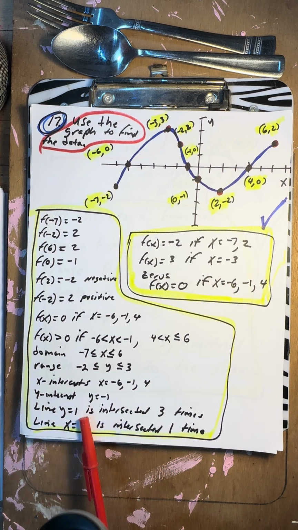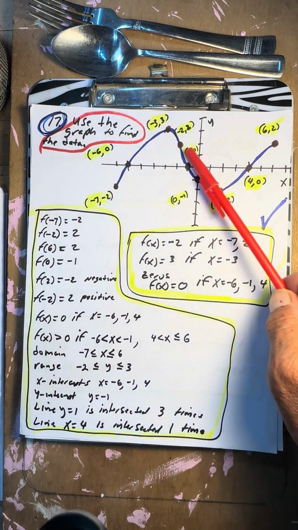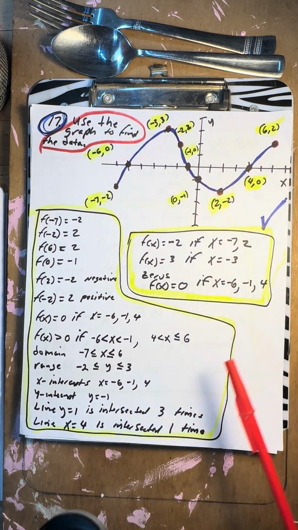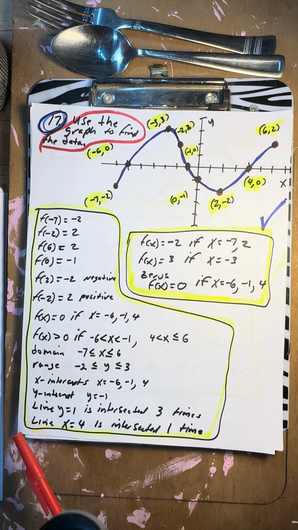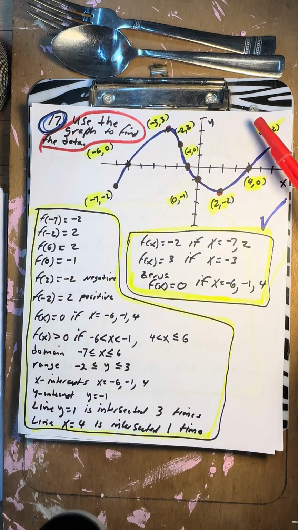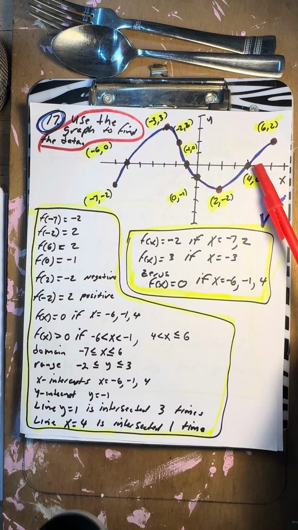The line y equals 1 is intersected how many times? Y equals 1 is going to go across like this, so it's going to be 1, 2, 3 hits. The line x equals 4 is just a line going up and down like this. It's going to hit it one time.